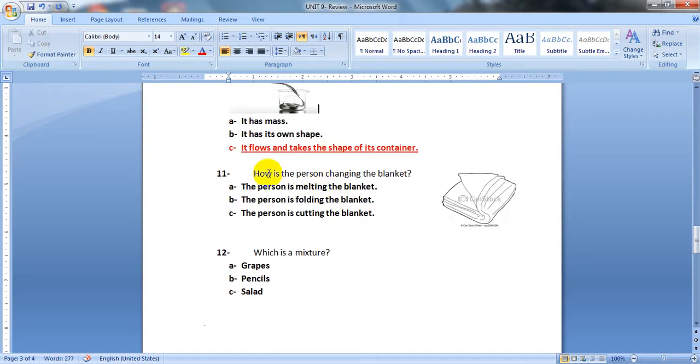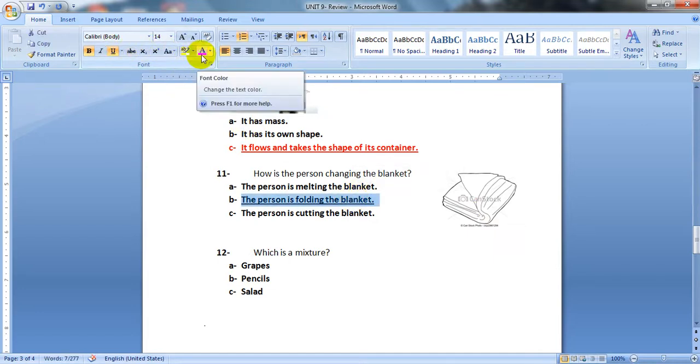11. How is the person changing the blanket? Here the blanket, how does it change? The person is melting the blanket. The person is folding the blanket. The person is cutting the blanket. Is it melted? Of course not. Is it cut? No, but it is folded. So the person is folding the blanket.